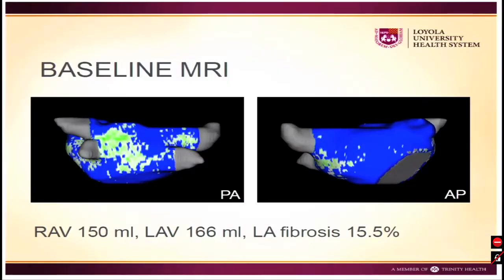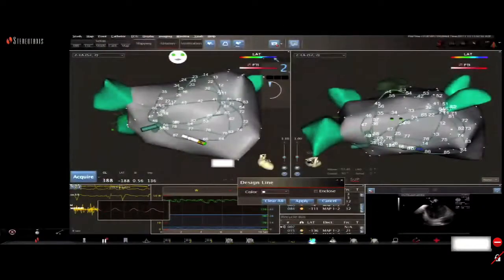You can see that this is his MRI. Right atrial volume of 150 cc's, left atrial volume of 166 cc's, and a fibrosis score of about 6%. We can go back to the main screen again.